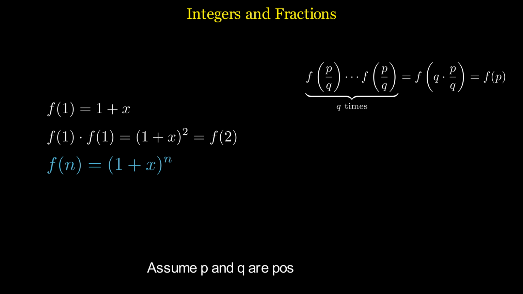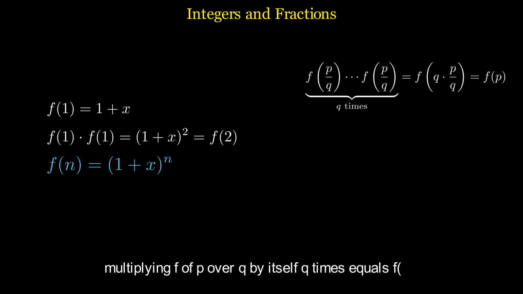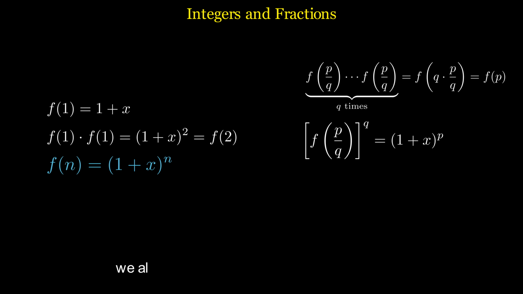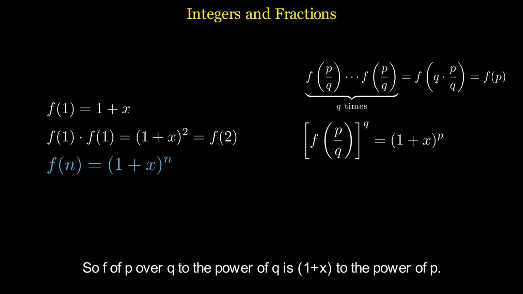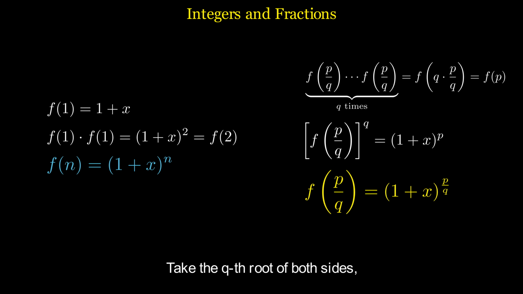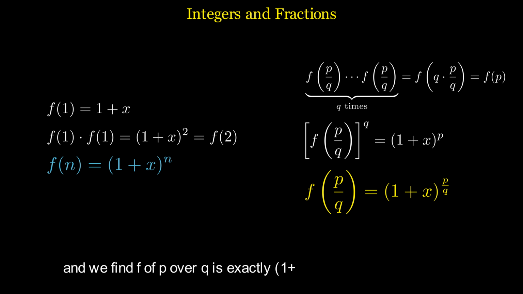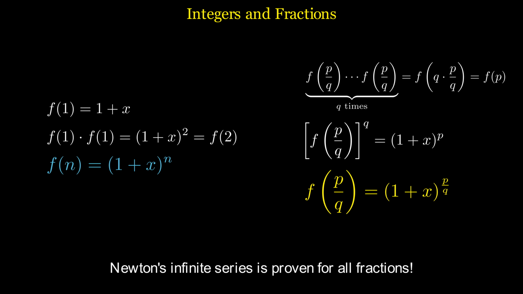Assume p and q are positive integers. By our rule, multiplying f of p over q by itself q times equals f of p. Since p is an integer, we already know f of p is 1 plus x to the power of p. So f of p over q to the power of q is 1 plus x to the power of p. Take the qth root of both sides, and we find f of p over q is exactly 1 plus x to the power of p over q. Newton's infinite series is proven for all fractions.